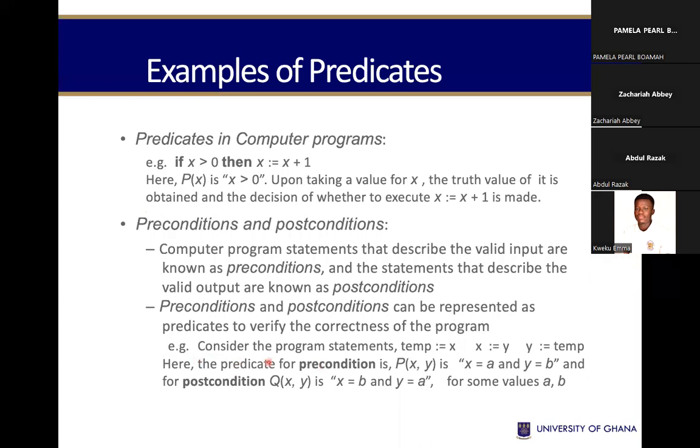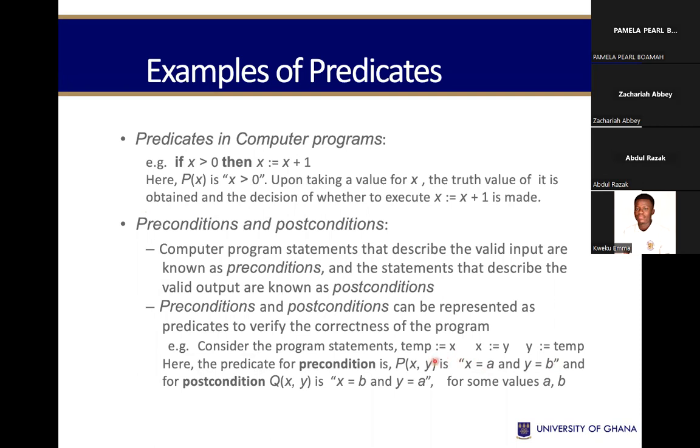We have this input A assigned to X as the initial value, and then B assigned to Y as the second initial value. So we can say that this A and the B are the valid inputs, which we call the preconditions. So once we have those precondition values, we should be able to establish our output. So how do we get the output? We know for sure that this X is A, this Y is B as the initial values.